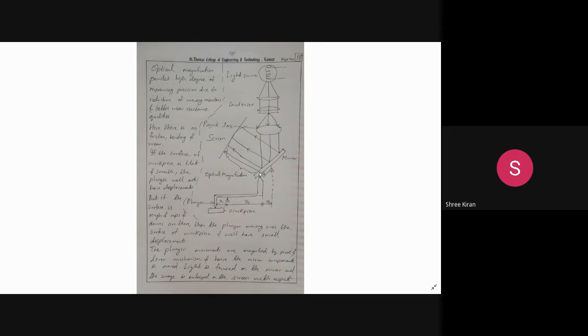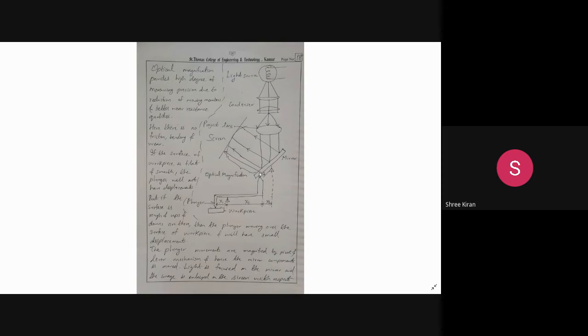In this type of comparator, mainly small displacements of the measuring plunger are amplified by a mechanical system consisting of pivoted levers, where this amplified mechanical system is again amplified by a simple optical system involving the projection of an image. In the case of optical magnification, it provides a high degree of measuring precision due to the reduction of moving members and better wear resistance qualities.